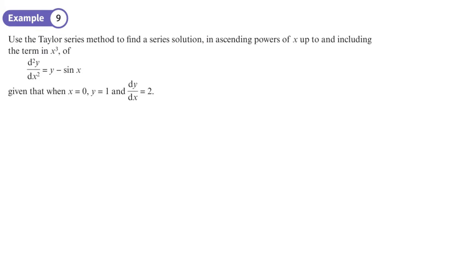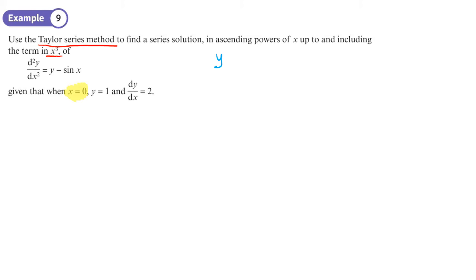Okay, so it says here use the Taylor series method, which is what we've just been talking about, to find a series solution in ascending powers of x up to and including the x cubed term. So we're not going to go any further than the x cubed term. We've been given this second order differential equation, and the first thing we're going to do is remind ourselves what the series is. Notice that x0 is 0, so this is going to reduce the Taylor series down to the Maclaurin series.